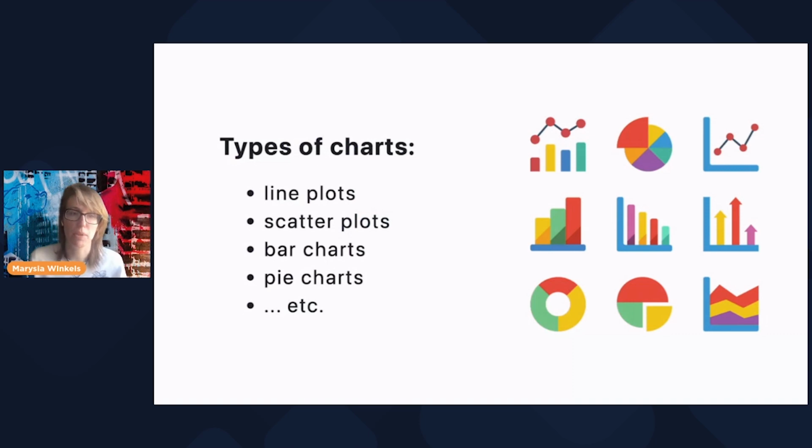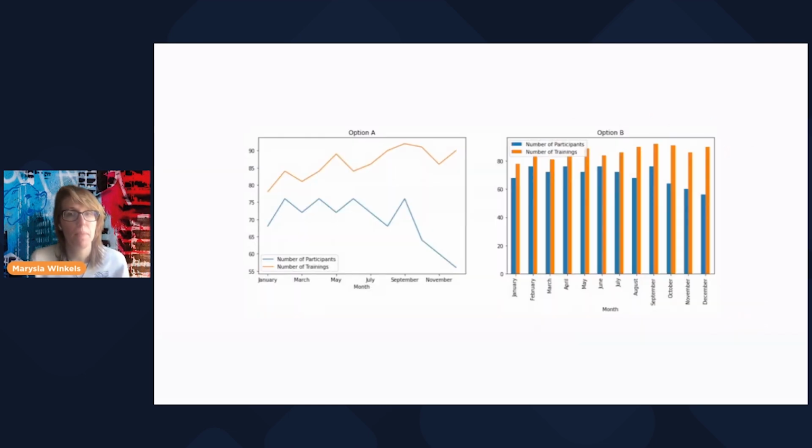First of all, there are a couple of different charts. So there are different plots: line plots, scatter plots, bar charts, pie charts. They can all display information, but maybe differently. So for example, if you look at these two graphs, both show the exact same data, the total number of participants and the number of trainings offered during the year. But if you look at them, which one of them is better at showing the trend, how the numbers change during the year? Is that option A, the line chart, or option B, the bar chart?